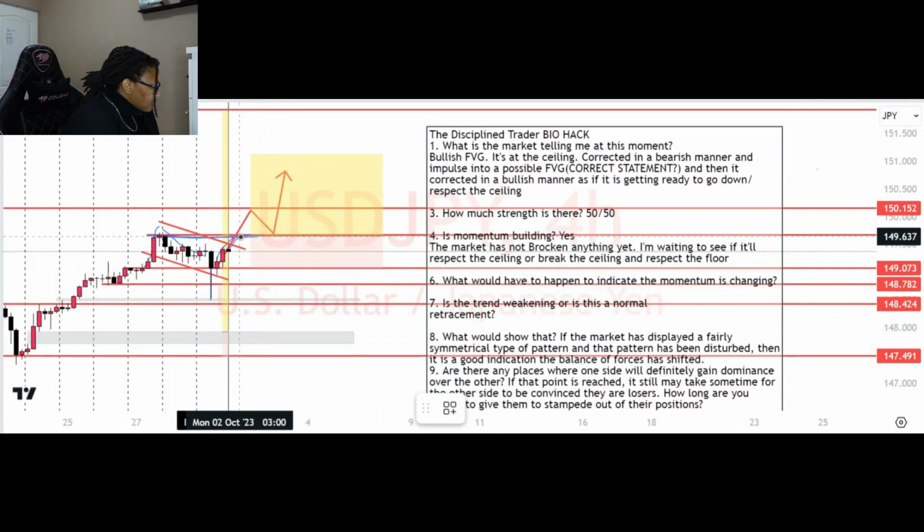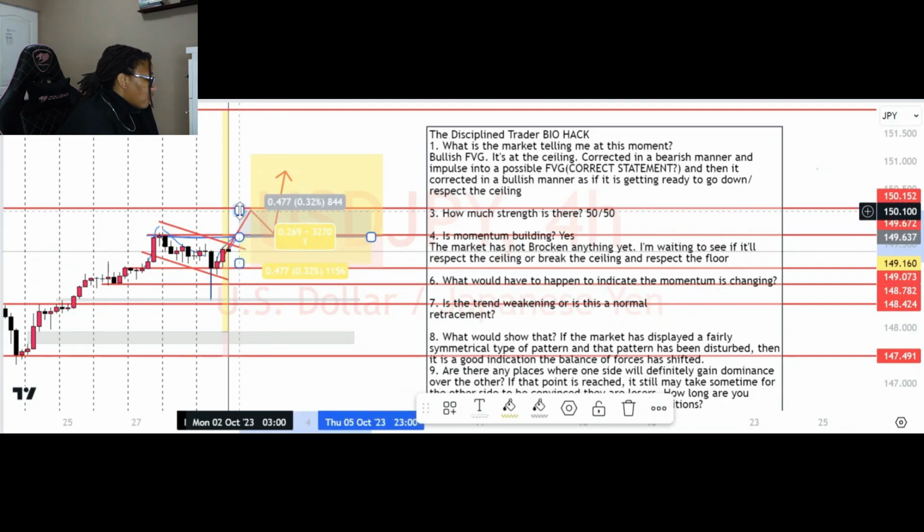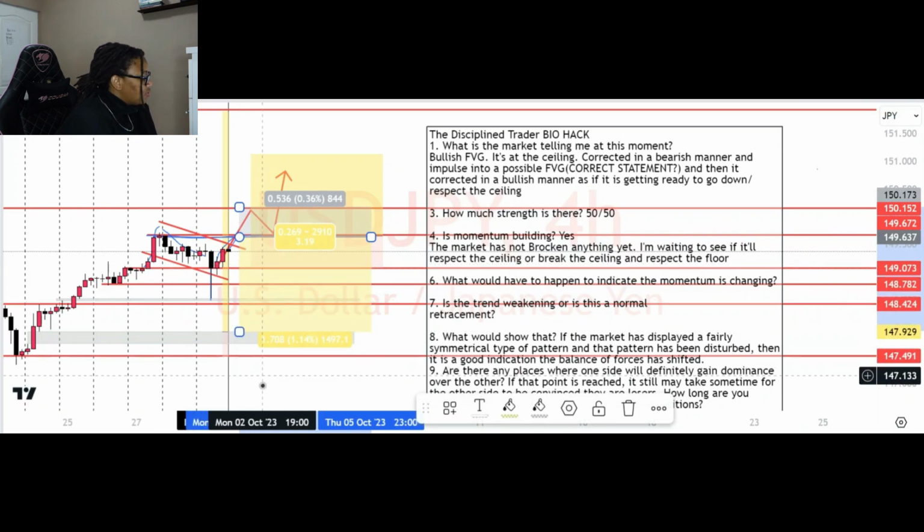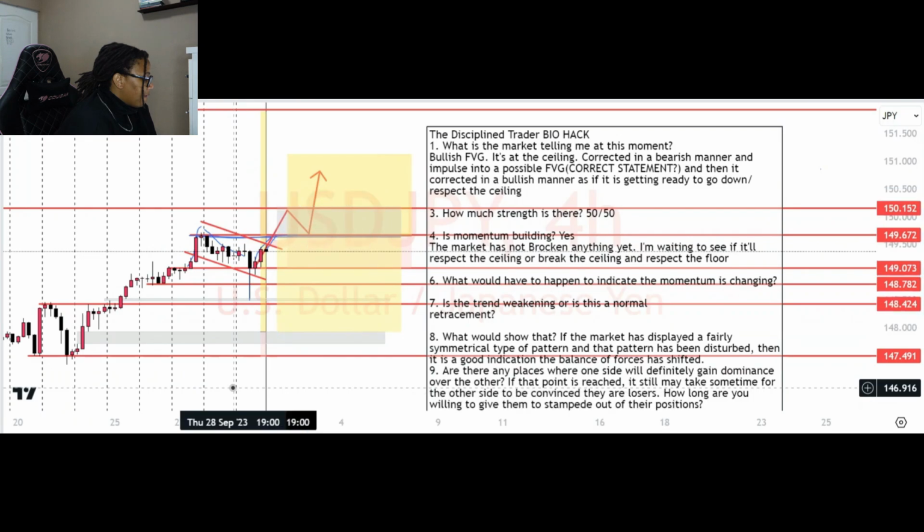The market corrected going down and then it impulsed down, came back up, corrected going up. So that is what is showing me that the trade is weakening, right? So now I also need to prepare for what if the market goes down and not up, okay? And then I would like maybe this fair value gap right here to be my take profit area, okay?